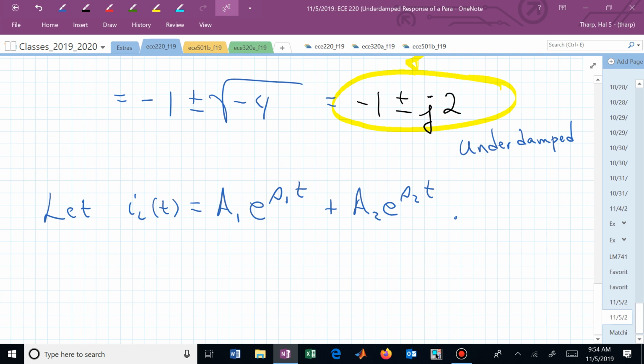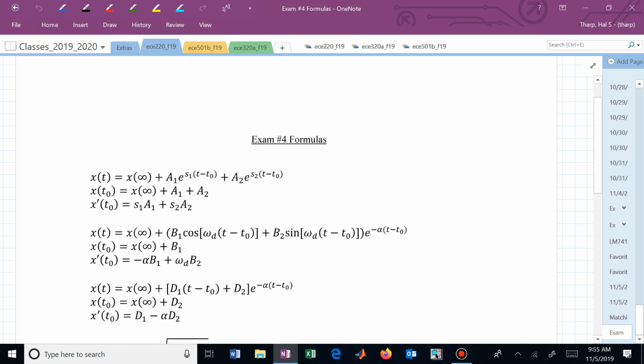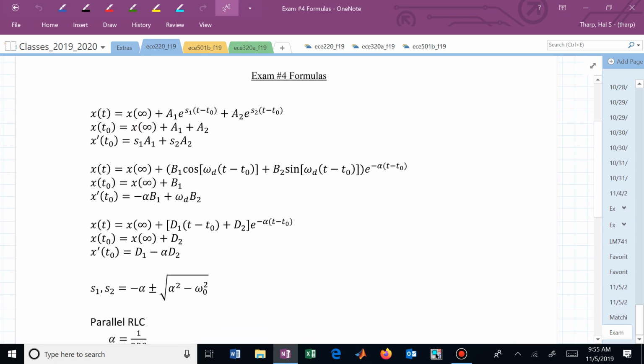Should I do a spoiler alert? Should I just give you the answer? Or should we derive it? Should you anticipate what we're doing? Well, by exam 4, you're actually going to be given a formula sheet. Not Thursday. Thursday you don't need this sheet. But next exam, exam 4, you do.